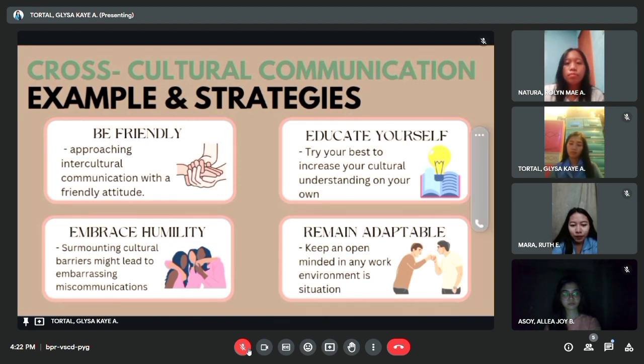Now, remain adaptable. Adaptability will serve us in different work environments or situations. Lalo na sa mga OFW sa ibang bansa. Siyempre, marami silang makakasalamuhang iba't ibang lahi. Kung kaya't ang pagiging adaptable ay makakatulong sa kanila na maunawaan ng isa't isa at iba't ibang kultural na konteksto o background ng kanilang mga katrabaho.